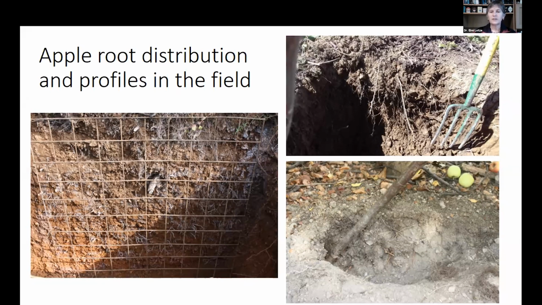An auger, we usually start with an auger because it helps you to look at the images quicker because it stabilizes the soil. But more often than not, we have to also use a spade.